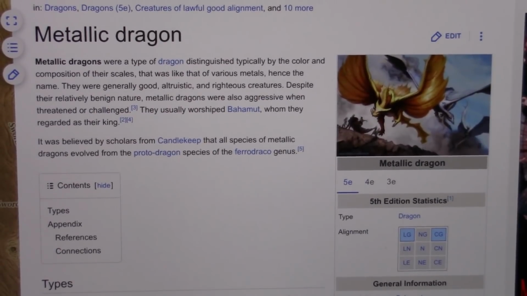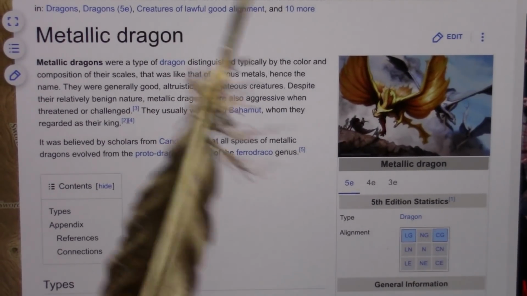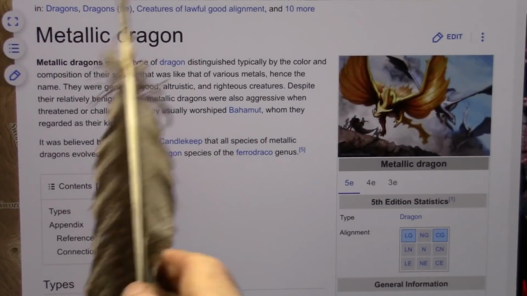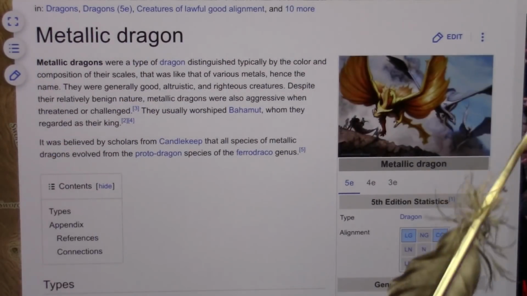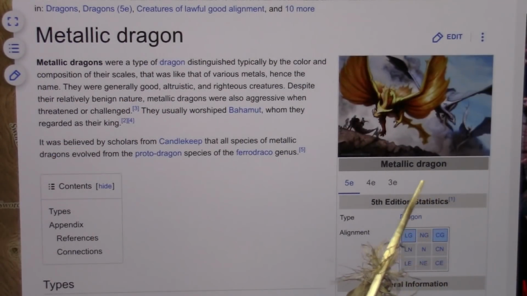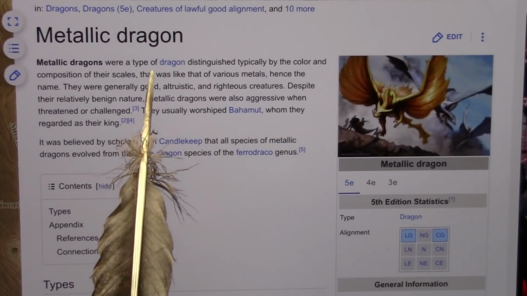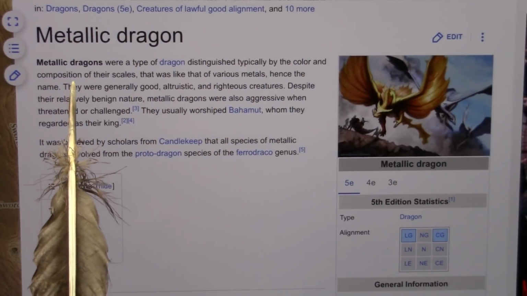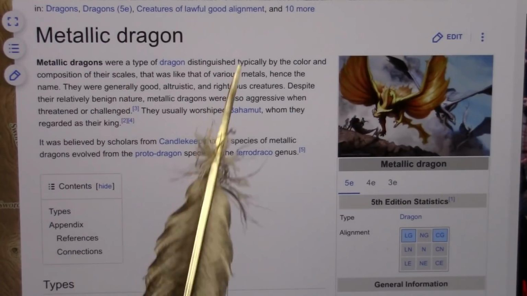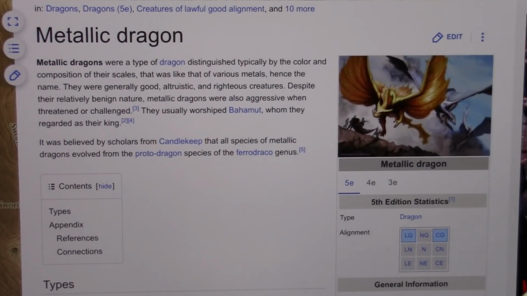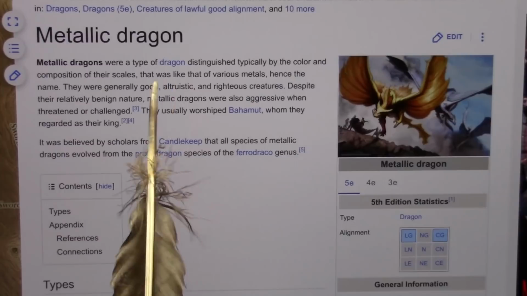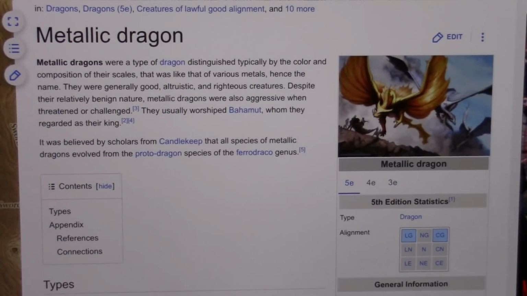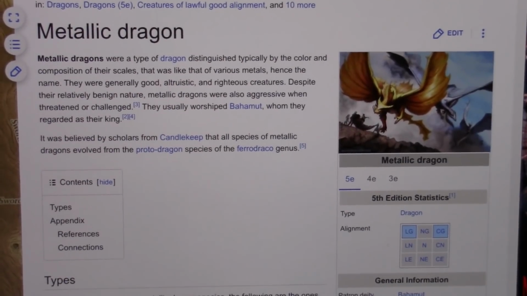Okay, my friends, this is going to be a very interesting discussion. What is a metallic dragon? Everybody's heard of dragons, and there is a million of them. Every culture talked about them. Well, what is a metallic dragon? It's distinguished typically by the color and composition of their scales. Well, I am very deep into chemistry, and I fully understand metals and what their colors look like, and I think I can show you a metallic dragon.